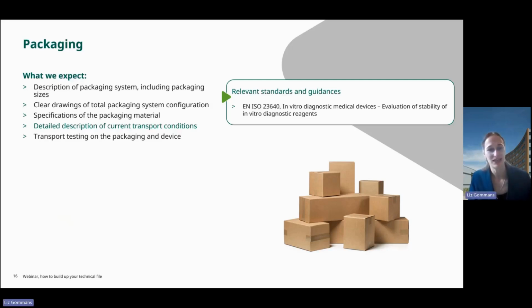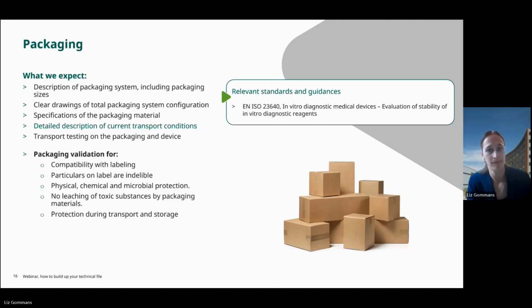And also the transport testing, of course, on the packaging and devices: which tests have been performed, and why is your packaging setup suitable for the device. So we expect packaging validation for compatibility with labeling. The particulars on the label should be indelible. Physical, chemical and microbial protection, leakage of toxic substances, of course, and protection during transport and storage. So that's actually what we need to see. And this is just also written in the IVDR.